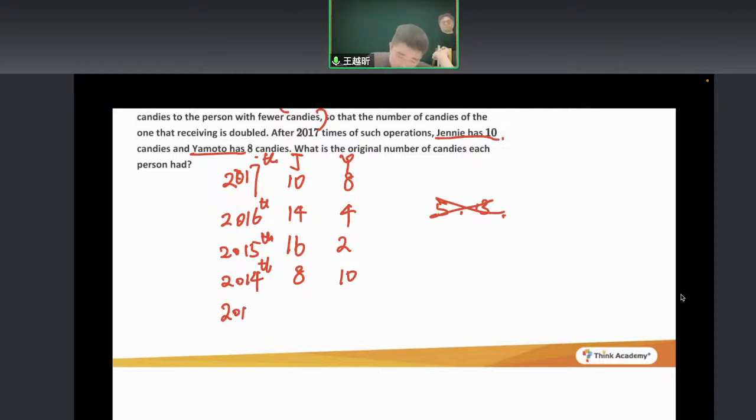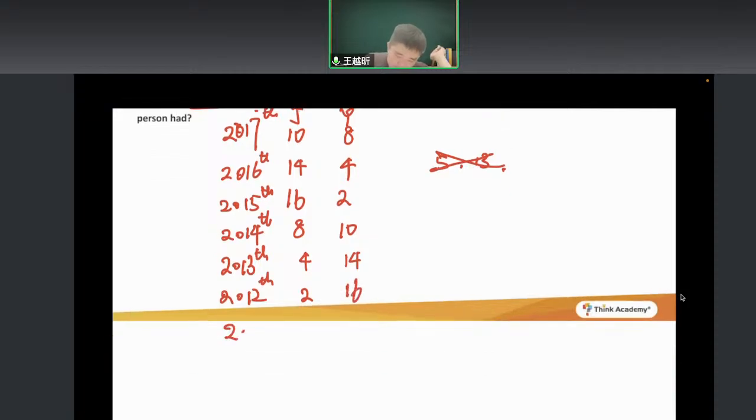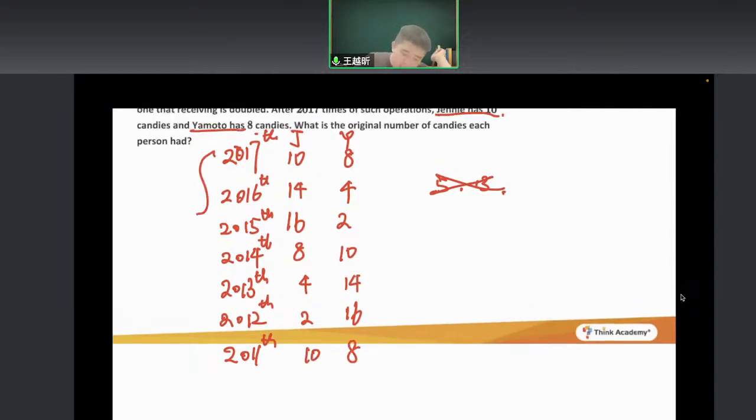So 2013, what you will get is 4, 14. All right, 2012, you will get 2 and 16. And 2011, you'll get 10, 8. Okay, so you can see the pattern here.